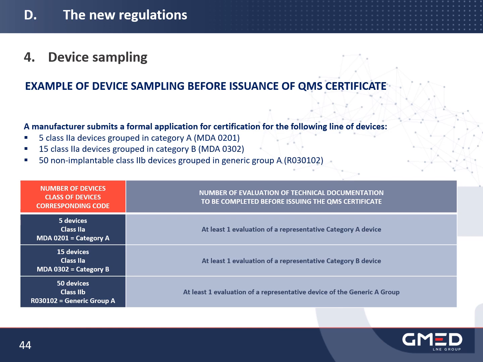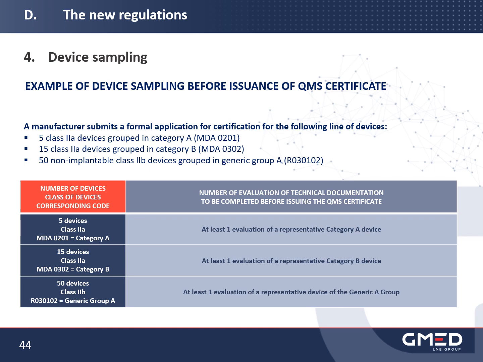For this manufacturer, the total number of assessments of the technical documentation to be carried out before issuing the certificate shall be at least 3 assessments, with at least 1 assessment of the technical documentation of a representative device of Category A. That is to say that at least 1 device among the 5 devices present in this category must be subject to evaluation. The selection of the device concerned will be made according to the qualitative criteria presented above.